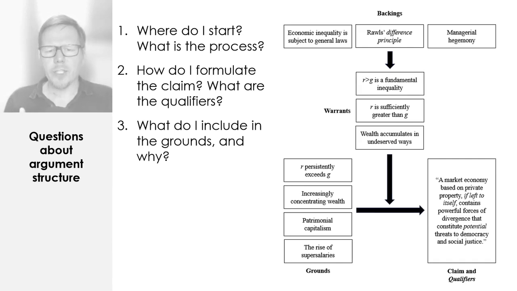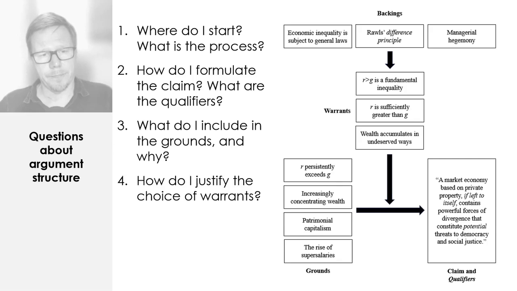So make sure that you have maybe epistemic humility to say, okay, this is the data I have. This is the data I really like to have, but this is the data I have. This is part of the process of justifying the choice of grounds. The warrants are where you really hit the difficult choice situations. And let me use the wealth accumulating in undeserved ways as an example here.